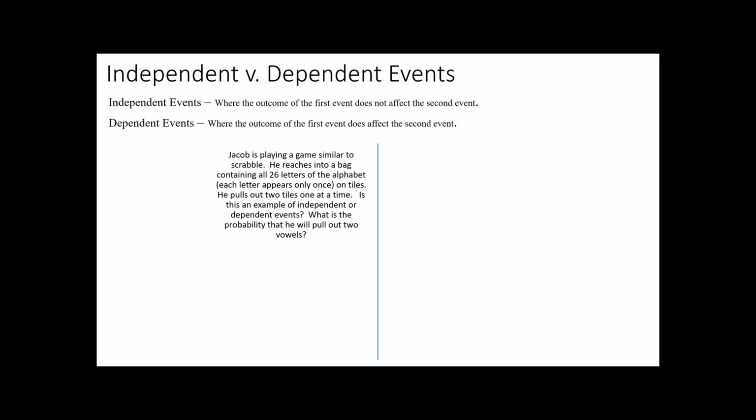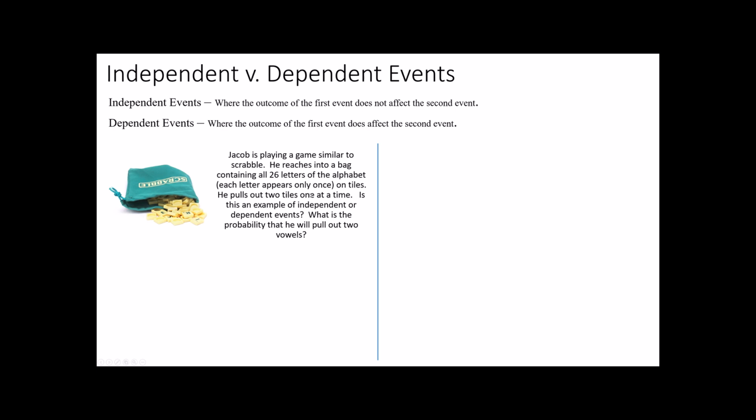Let's do another one, shall we? Independent, where the first event does not affect the second. Dependent, where the first event does affect the second. Jacob is playing a game that's similar to Scrabble. He reaches into a bag that contains all 26 letters of the alphabet, with each letter appearing only once on the tiles. He pulls out 2 tiles, one at a time. Is this an example of independent or dependent? And what is the probability he will pull out 2 vowels?